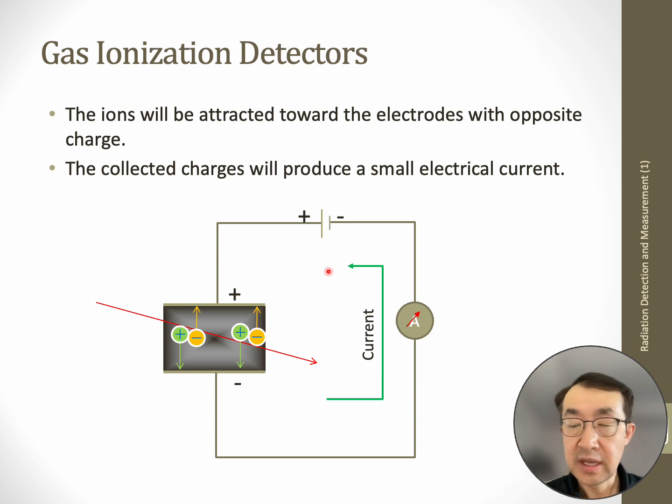But think about an HDR source like a brachy source. It's not something you can turn on and off. It is always on. So what do you do? You measure in ampere mode.